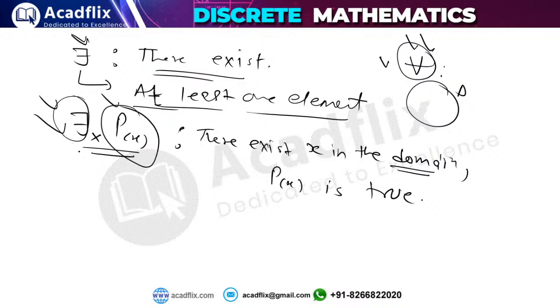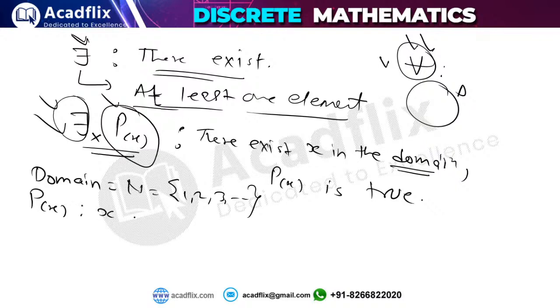If this there exists quantifier cannot find any element in the domain which satisfies P(x), then it will be false. For example, let's take this situation. Let's take the domain to be the set of natural numbers: 1, 2, 3 and so on. This is the domain we have, and let me define the predicate P(x). The predicate is x is even.